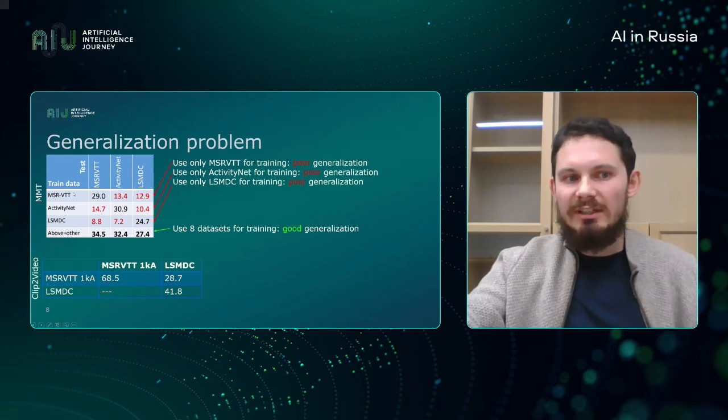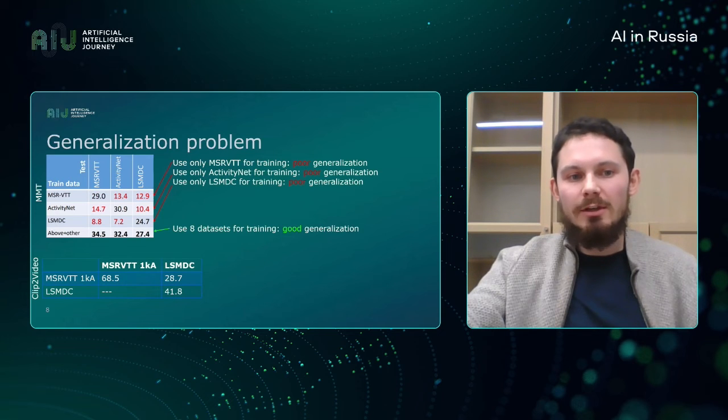Let's take a look at the table on the top left, MMT. Let's fix all these parameters and only change the training dataset. First, we use MSR-VTT for training. We test on all of them and the other two datasets. Then the picture is as follows. If we start on MSR-VTT, and it was pre-trained on MSR-VTT, then the result will be quite good. But if we go to different datasets, the result will be quite poor. If we use ActivityNet for pre-training, then we get good results for ActivityNet, but the results for MSR-VTT and LSMDC are quite poor. The same applies to LSMDC.